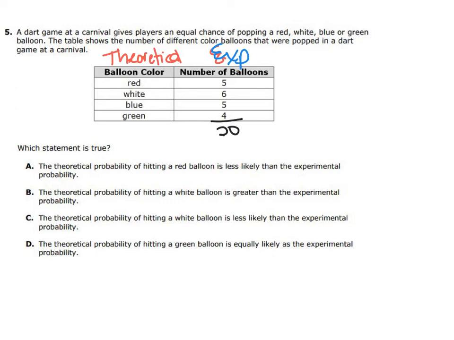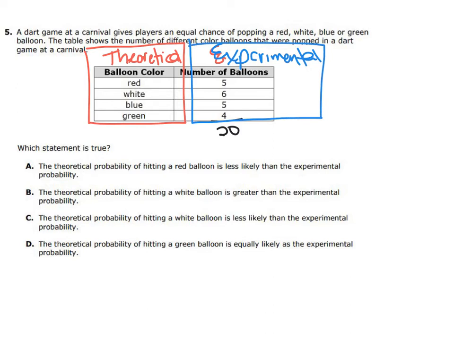So when you're looking at theoretical, you're only looking at this part of your table. If you're looking at experimental, you're looking at this part of your table. So in this case, the total would be 4 here. So theoretical is going to be, for red, 1 out of 4.